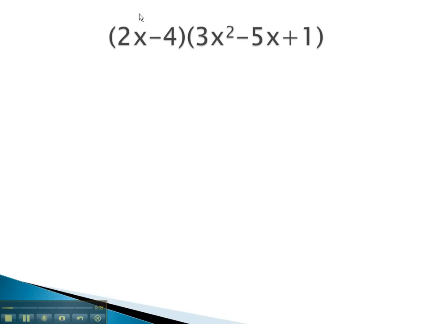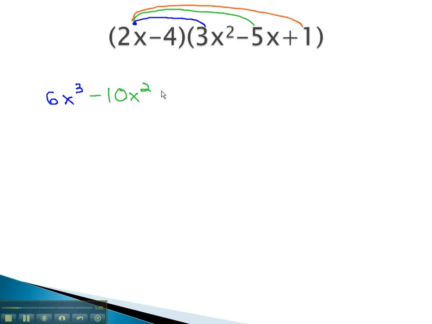Just as before, we'll start with the 2x term and distribute it through the other parentheses. 2x times 3x squared is 6x cubed, adding the exponents. 2x times negative 5x is negative 10x squared. Continuing to distribute, we have 2x times 1, which is 2x.